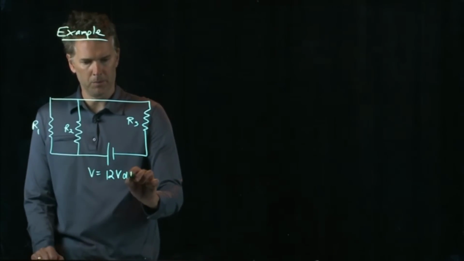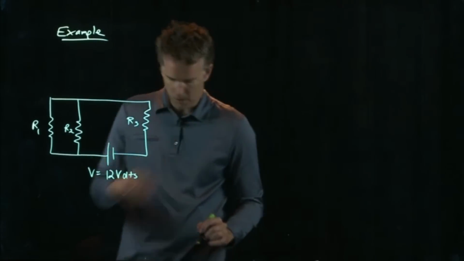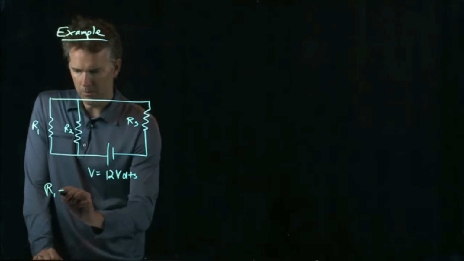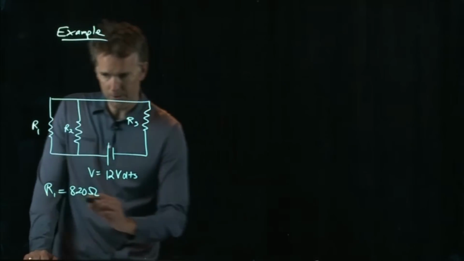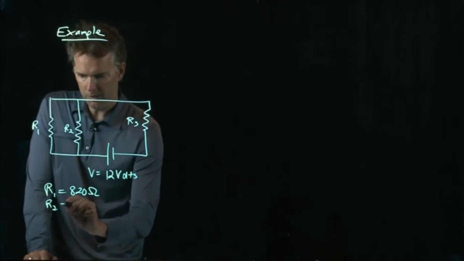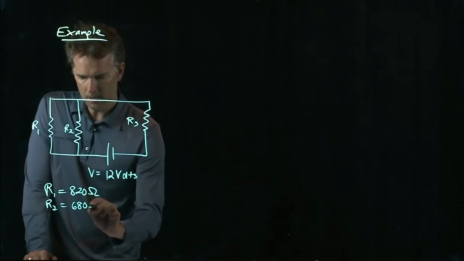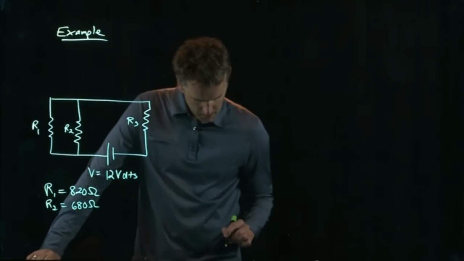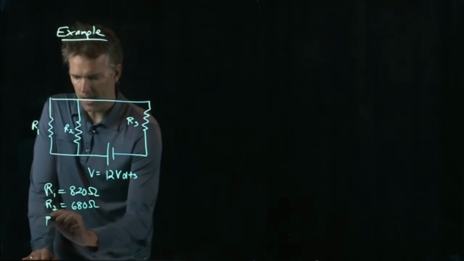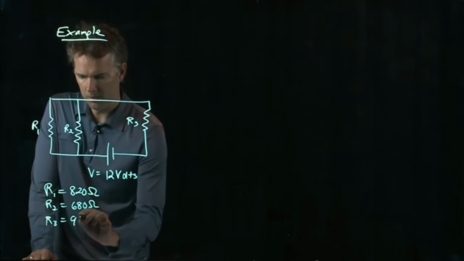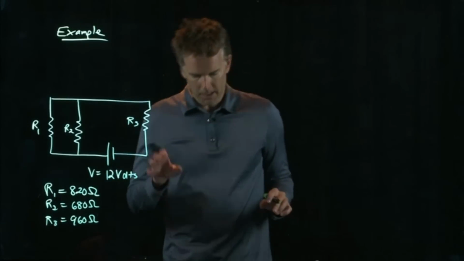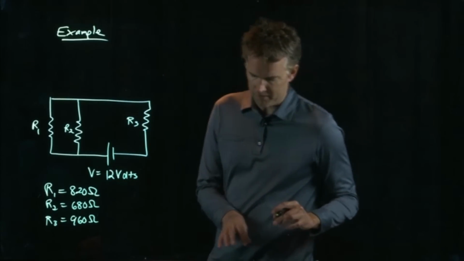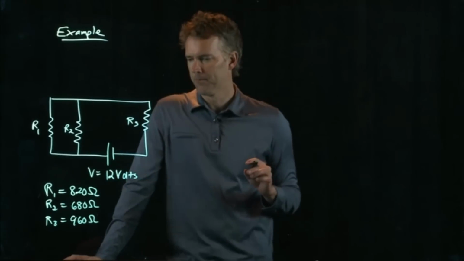So the voltage supply was 12 volts. R1 in my numbers is, let's see, 820 ohms for that one. R2 is 680 ohms. And R3 is 960 ohms. Okay, we need to figure out the equivalent resistance of the circuit.